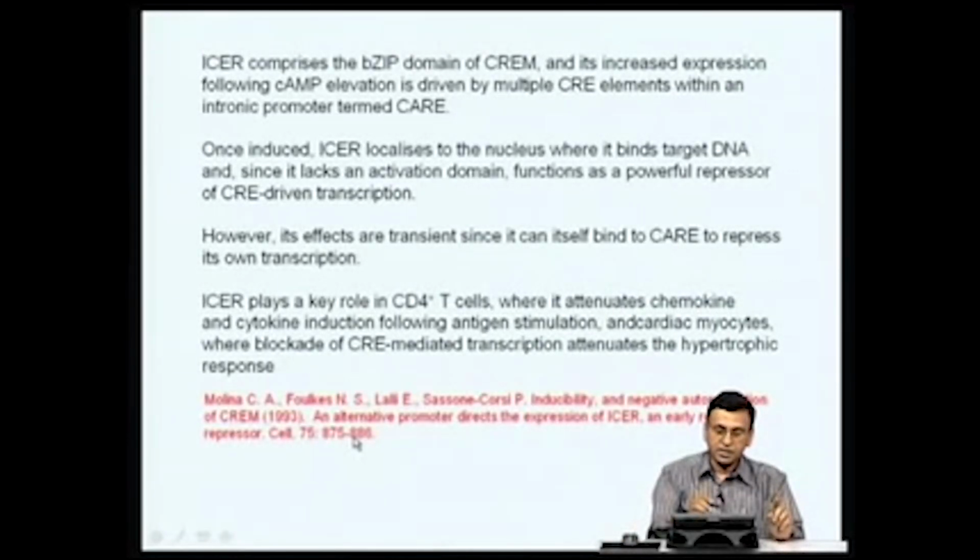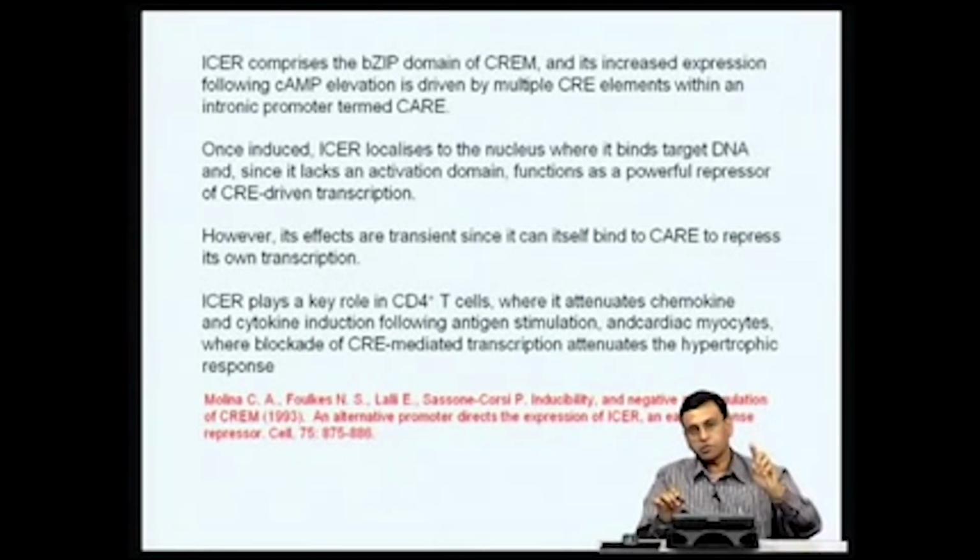The ICER comprises only the B-zip domain of the CREM, and its increased expression following cyclic AMP elevation is driven by multiple CRE elements within an intronic promoter named CARE, cyclic AMP regulatory element. Once induced, the ICER localizes to the nucleus where it binds to target DNA, and therefore, since it lacks the transcription activation domain, functions as a very powerful repressor of CRE driven transcription. So, if transcription is activated from the P2 promoter of CREM, it results in the synthesis of a very powerful negative regulator of cyclic AMP response, namely the ICER.